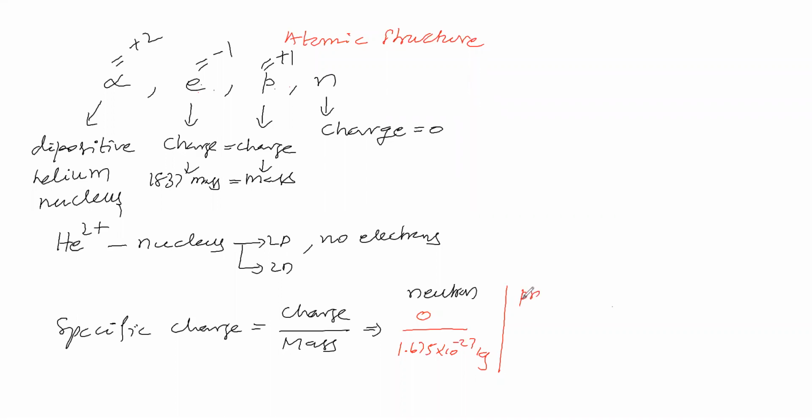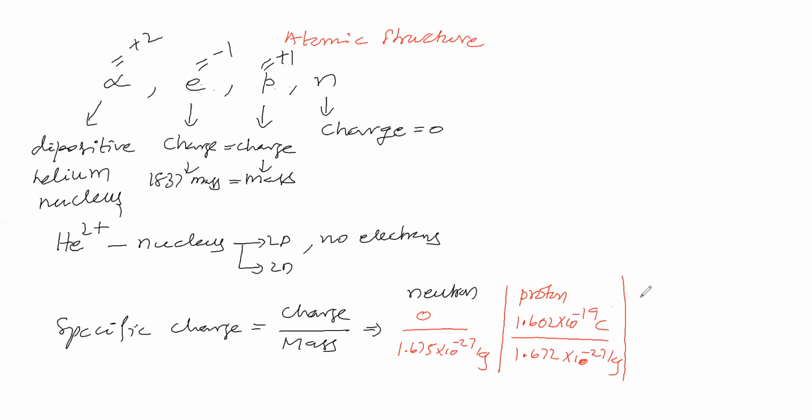Then we will take proton. For proton, relative charge is +1. Therefore, actual charge is 1.602 into 10 to the power of minus 19 coulomb by mass of proton. Mass of proton is 1.672 into 10 to the power of minus 27 kilogram. So we got the specific charge of proton.